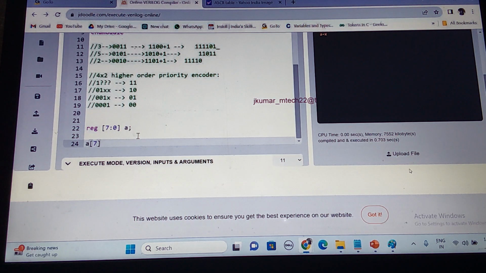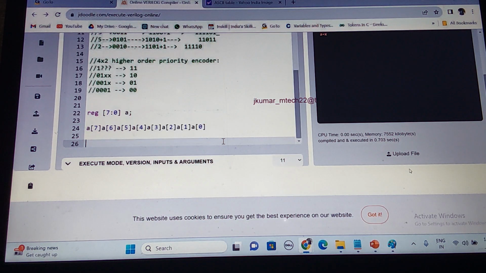Next is A of 6. Next is A of 5. Next is A of 4. Next is A of 3. Next is A of 2. Next is A of 1. Next is A of 0. In this vector, the least one is what? A of 0. The most significant bit is A of 7. Suppose I am writing like this, reg [0:7].